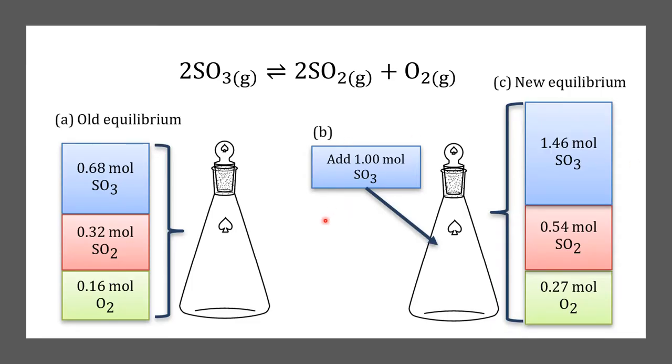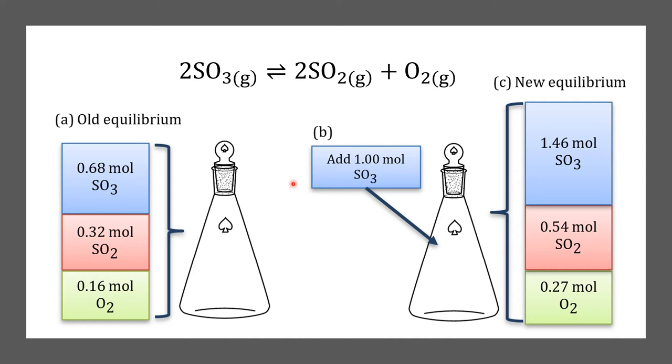Let's prove it from this example. This is the reaction of sulfur trioxide decomposed to sulfur dioxide and oxygen. This is the old equilibrium where you have this amount of substance: 0.68 mole of sulfur trioxide, 0.32 mole of sulfur dioxide, and 0.16 mole of oxygen. When you add the reactant in, add 1 mole of sulfur trioxide in.